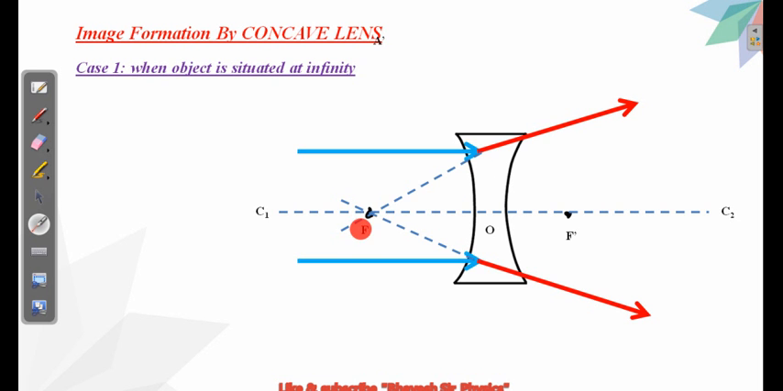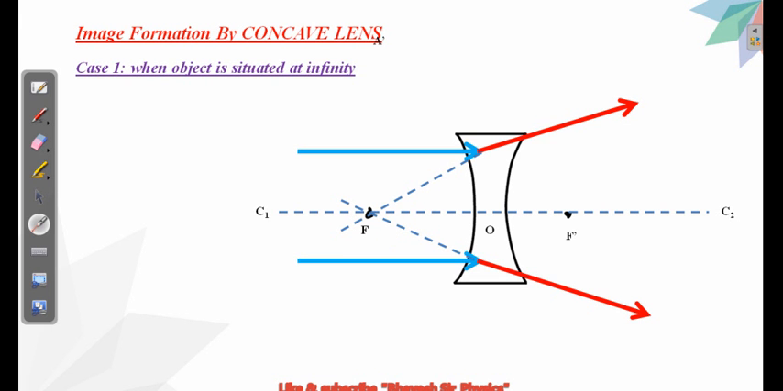they will cut each other at this point. Okay, or they seem to meet at this point F. Okay, so the image will form at this principal focus. Now because these rays are not actually cutting each other, they seem to cut each other, so the image formed is a virtual one. Okay, this image is not real but virtual. Why? Because these rays are not actually cutting each other but they seem to cut each other at this point.